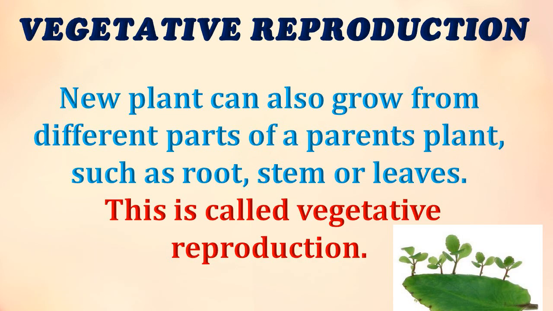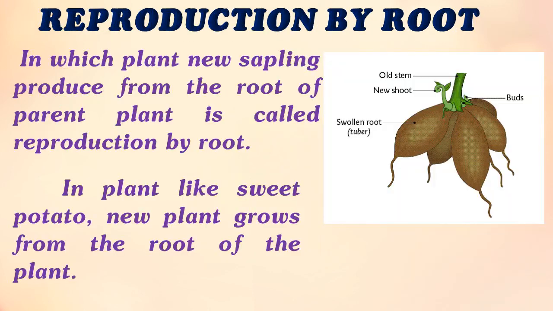Next is vegetative reproduction. We have seen a lot of plants like money plant, China rose, mogra. They cannot produce their seeds. In this case, the new plant is generated from the parent plant, such as from root, stem or leaf. This type of reproduction is called vegetative reproduction.